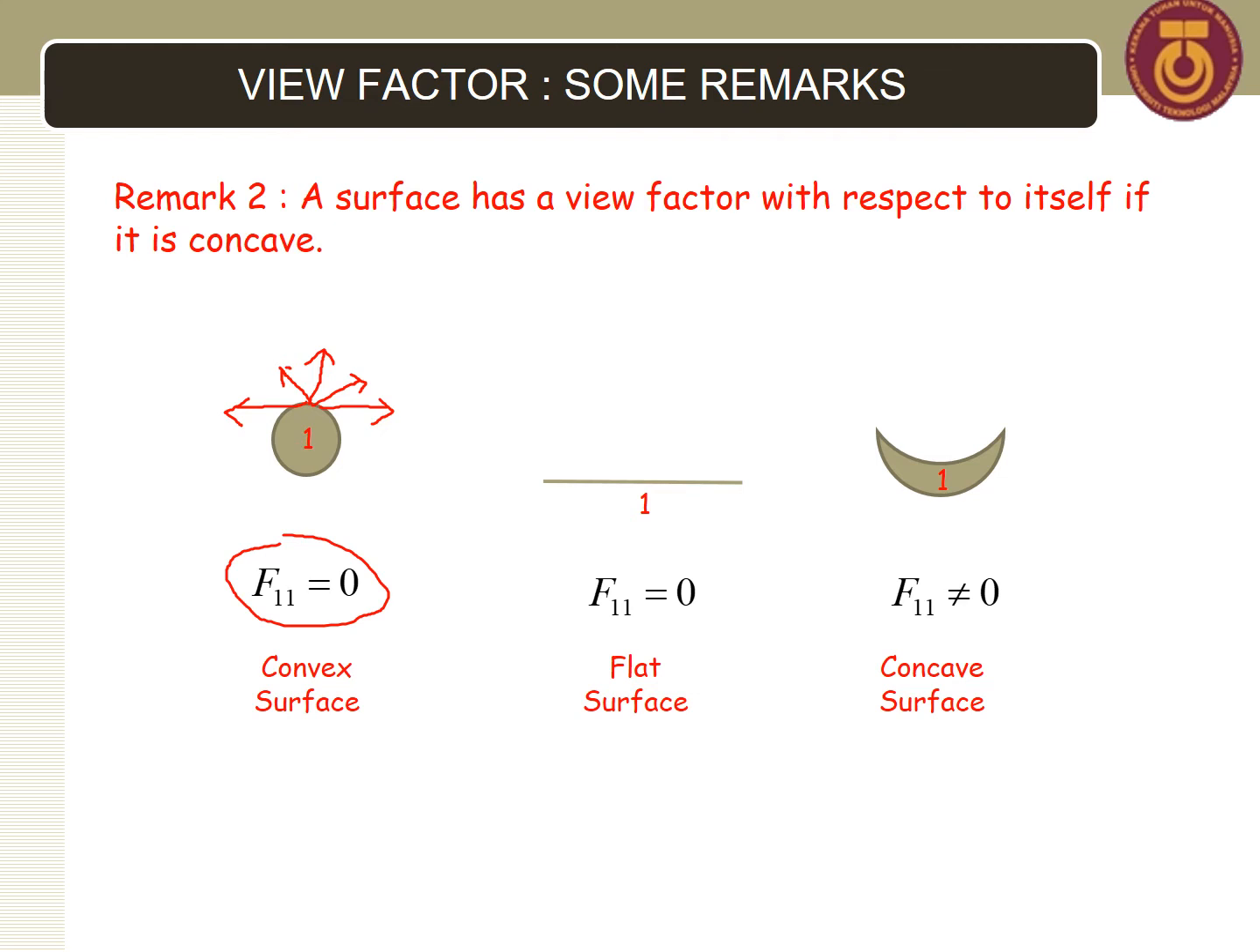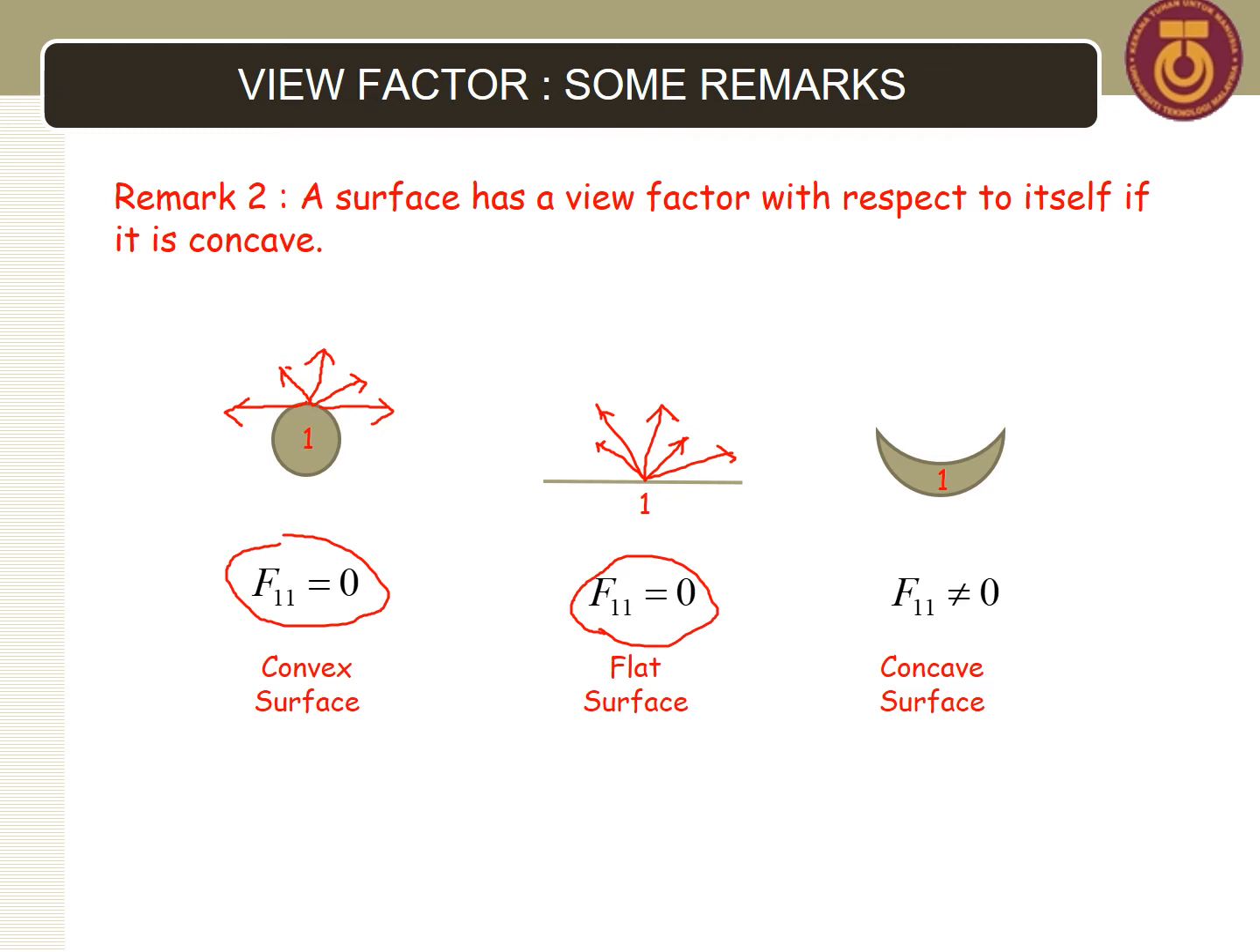The same principle is applicable for a flat surface. You can see here, a flat surface, the same situation. All the radiation emitted from every particle on a flat surface will be emitted to the surroundings, and none of this radiation will fall back on itself. So the conclusion is F11 for a flat surface also equals 0.